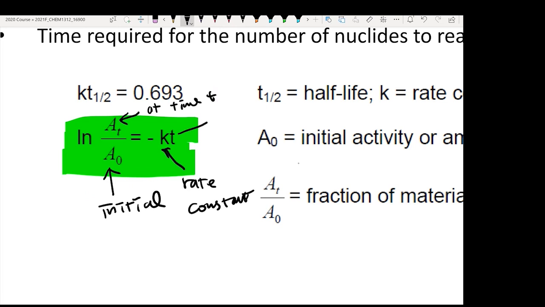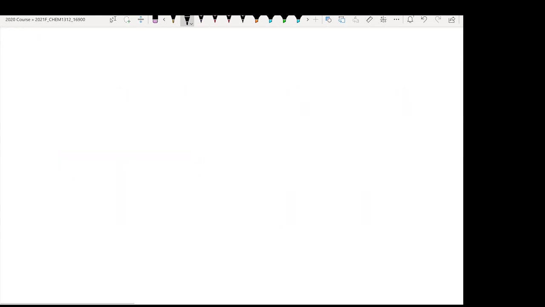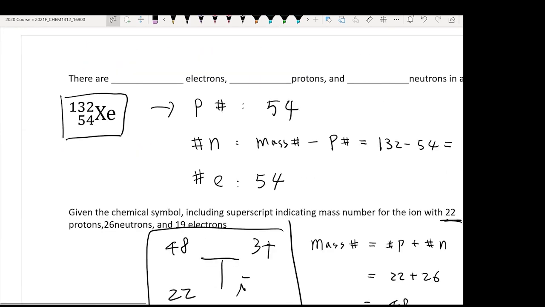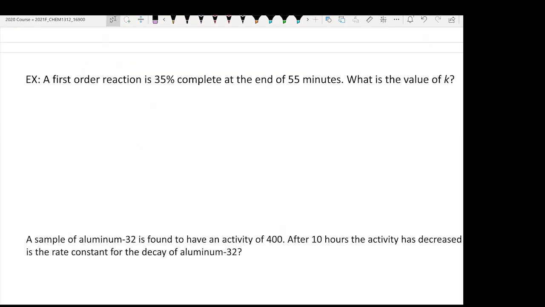And T is just time. The typical problem you're going to see is this: a first order reaction is 35% complete at the end of 55 minutes. What is the value of K? We are going to use the natural log of AT over A naught equals negative KT. Don't forget the negative sign. The T is going to equal 55 minutes.